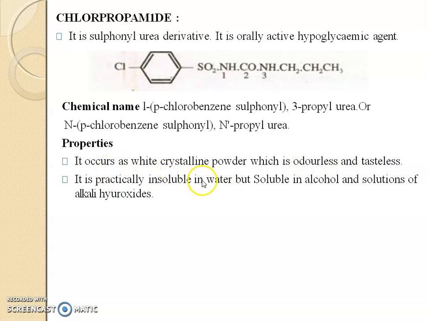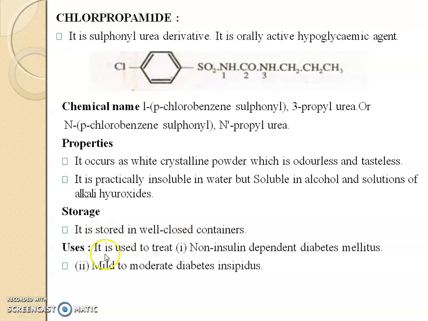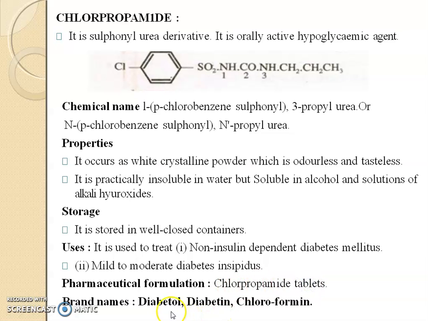Properties of chlorpropamide: it occurs as white crystalline powder which is odorless and tasteless. It is practically insoluble in water but soluble in alcohol and solution of alkali hydroxide. Storage condition: it is stored in a well-closed container. Uses: it is used to treat non-insulin dependent diabetes mellitus and mild to moderate diabetes insipidus. Pharmaceutical formulation: it is available as chlorpropamide tablet and brand names are Diabetol, Diabetin, Chloroformine.